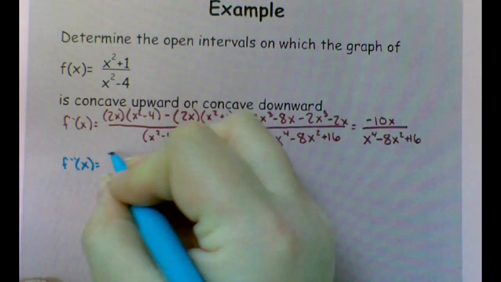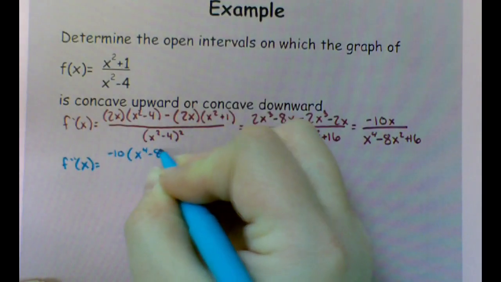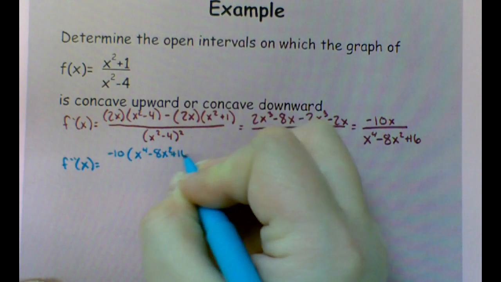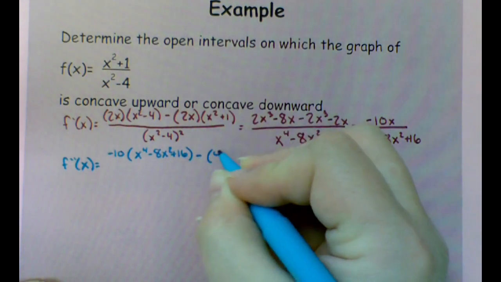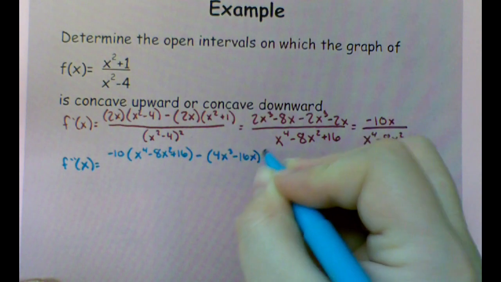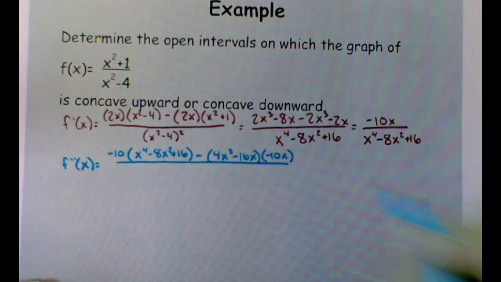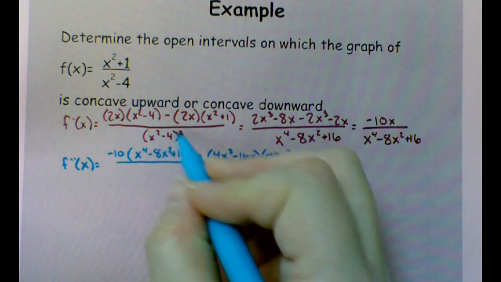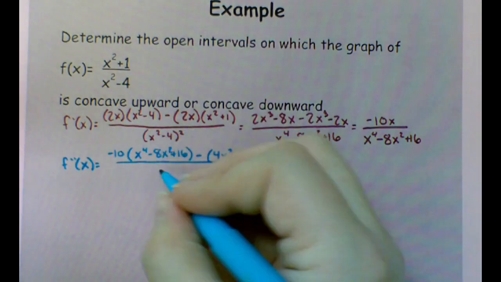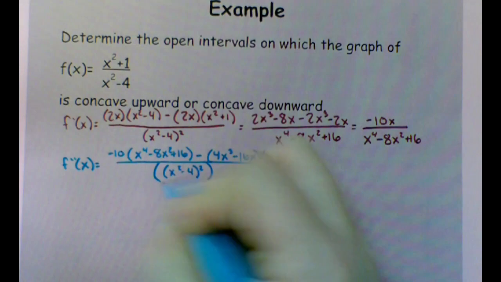Derivative of the top is negative 10 times the bottom unchanged, minus the derivative of the bottom, which is 4x cubed minus 16x, times the top unchanged, all over the bottom squared. And for the bottom squared, I'm just going to go back to this original one, x squared minus 4 squared, and square that.